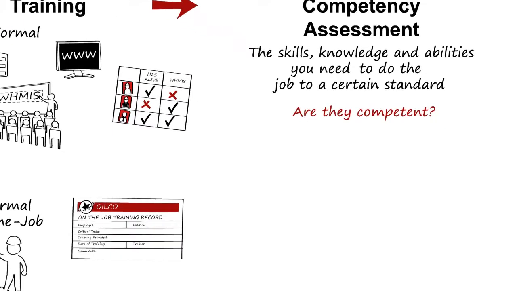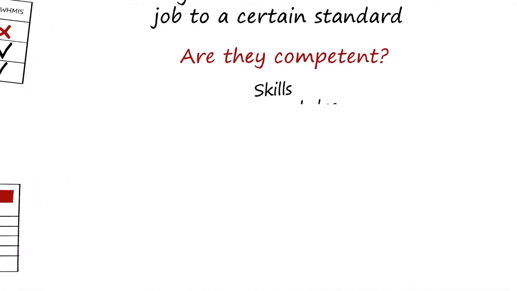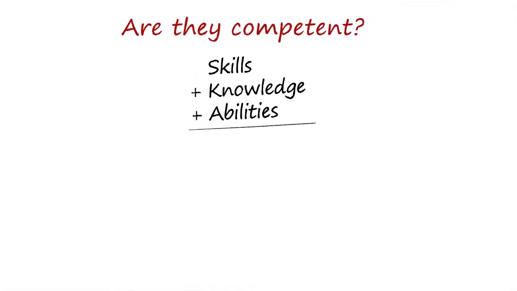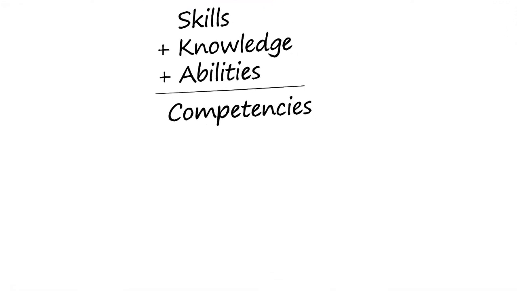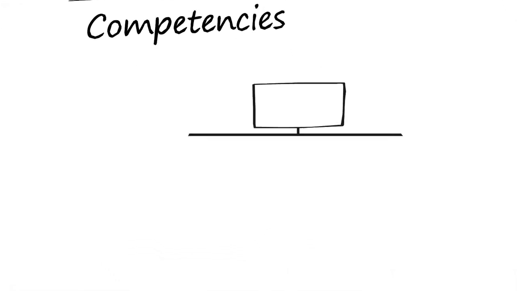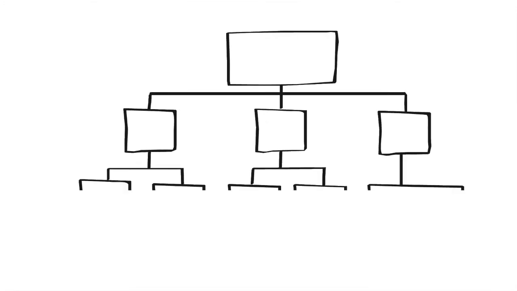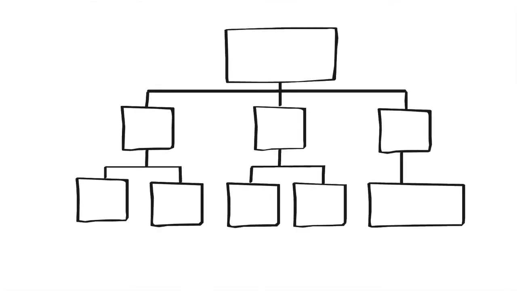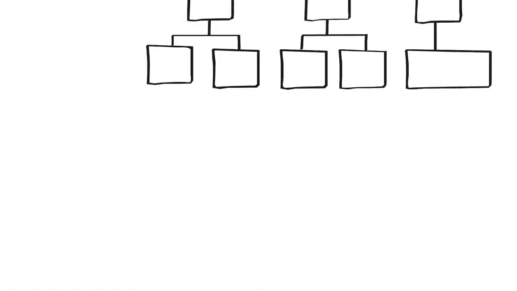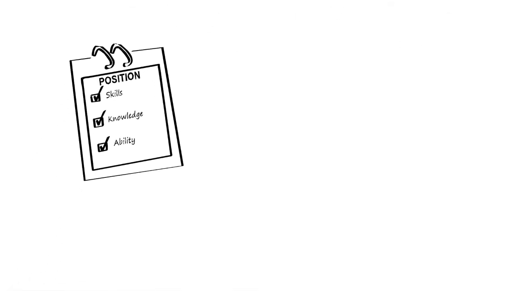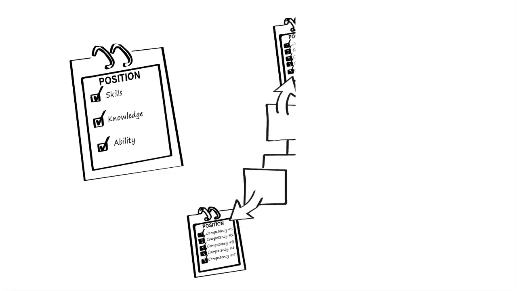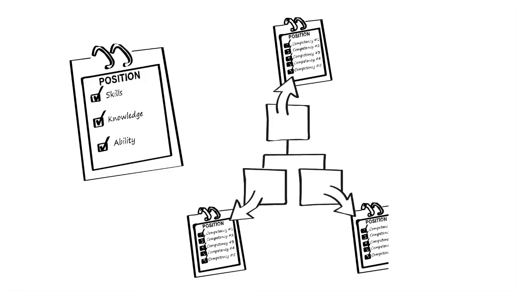What you need to find out is whether or not they have the skills, knowledge, and abilities to do the job to a certain standard. We call these competencies. In a few cases, there are set industry standards for competencies in particular roles or positions. But in most cases, companies need to define what counts as competent. They need to list the types of skills, knowledge, and abilities they expect from various positions or someone doing a particular task or different levels within a role.